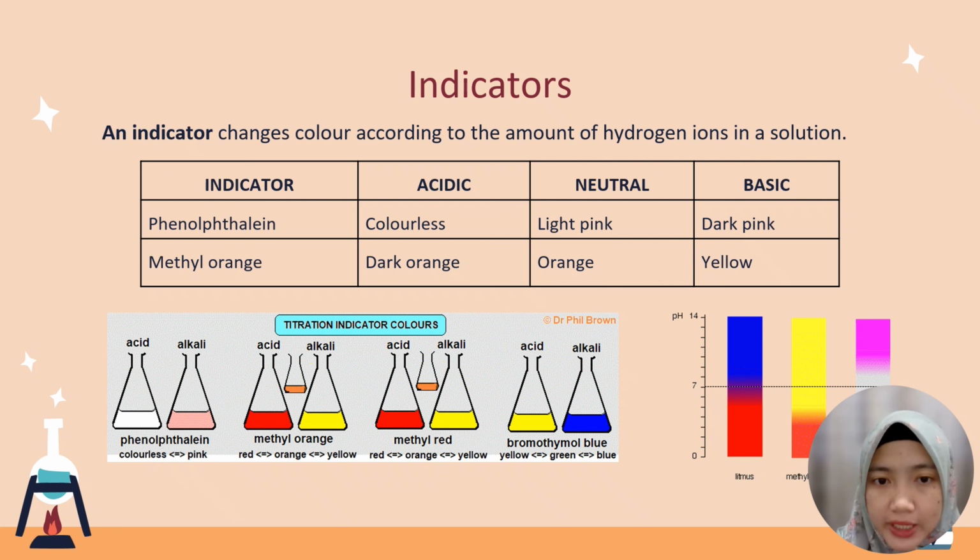As for methyl orange, the color is dark orange in acidic solution. When it reaches neutral or the equivalence point, the color would be orange, and then when it is in a basic solution, the color is yellow.